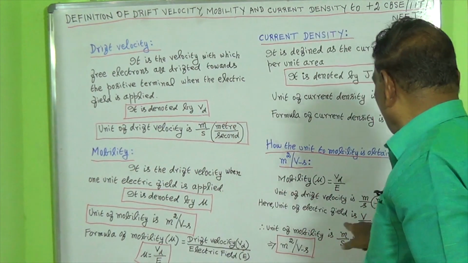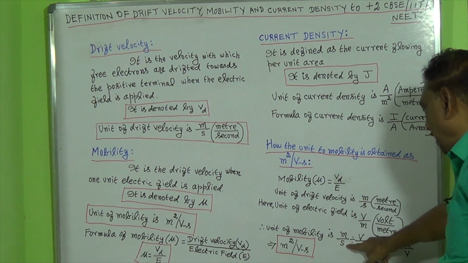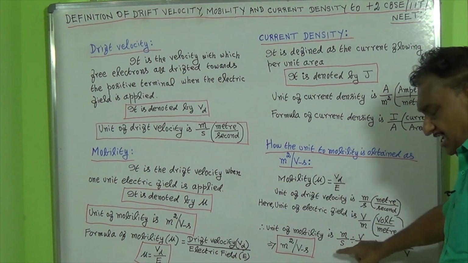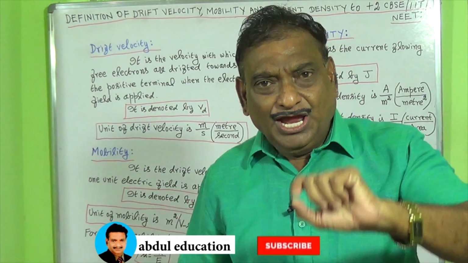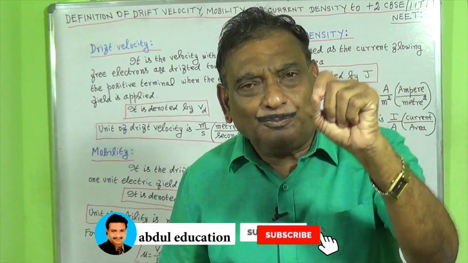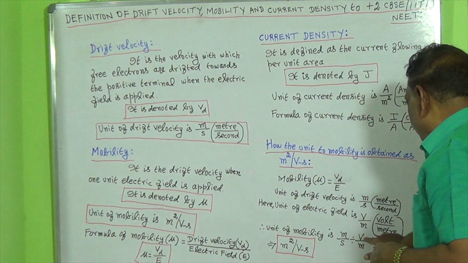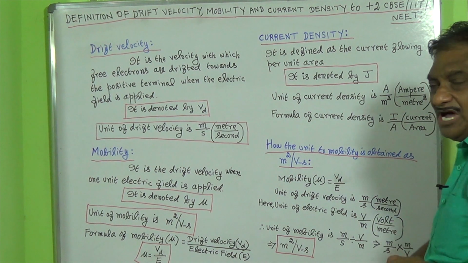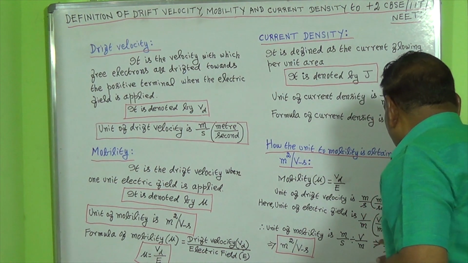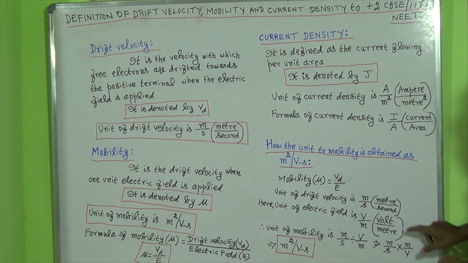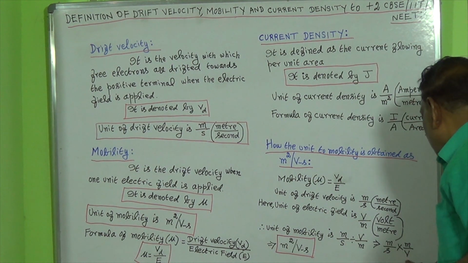Volt per meter. So if we divide the unit of drift velocity by the unit of electric field, we will get m by s divided by V by m. If the divisor comes as a fraction, it should be reciprocated and multiplied. If we reciprocate and multiply, the numerator V, that is capital V, will become the denominator, and the denominator small m will become the numerator. Then we will get meter square per volt second.